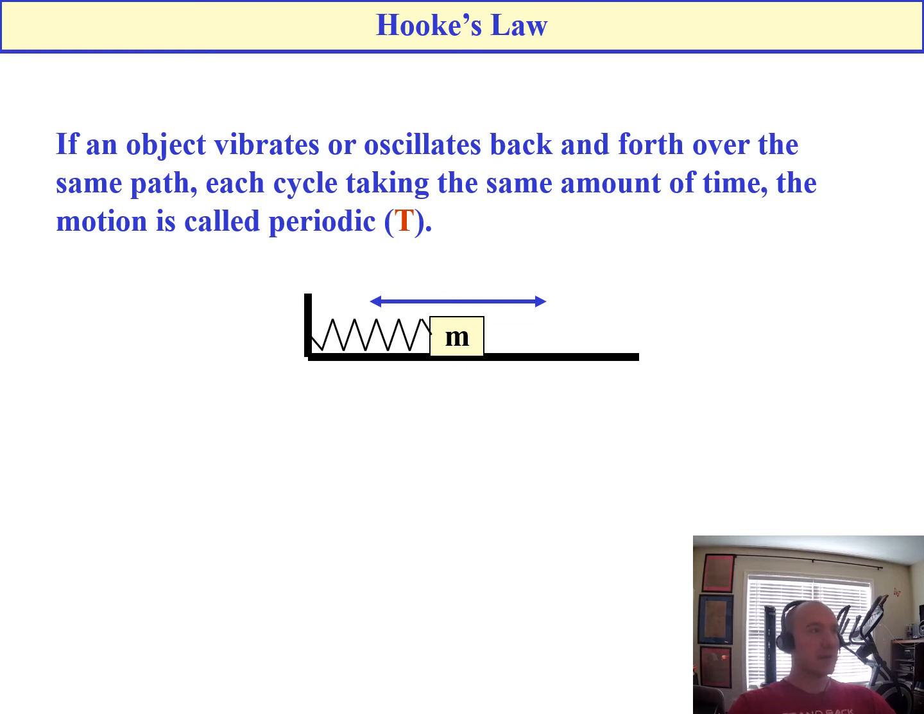So the first thing, if an object vibrates or oscillates back and forth over the same path, each cycle will take about the same amount of time, which we call the period. That's where we get the term periodic motion, because the amount of time it takes to complete one cycle is going to be a period. So that periodic motion is going to be simple periodic motion, just because there's only one dimension as it vibrates back and forth, and we get a restoring force that's going to be linear, and we'll talk about that in a little bit.